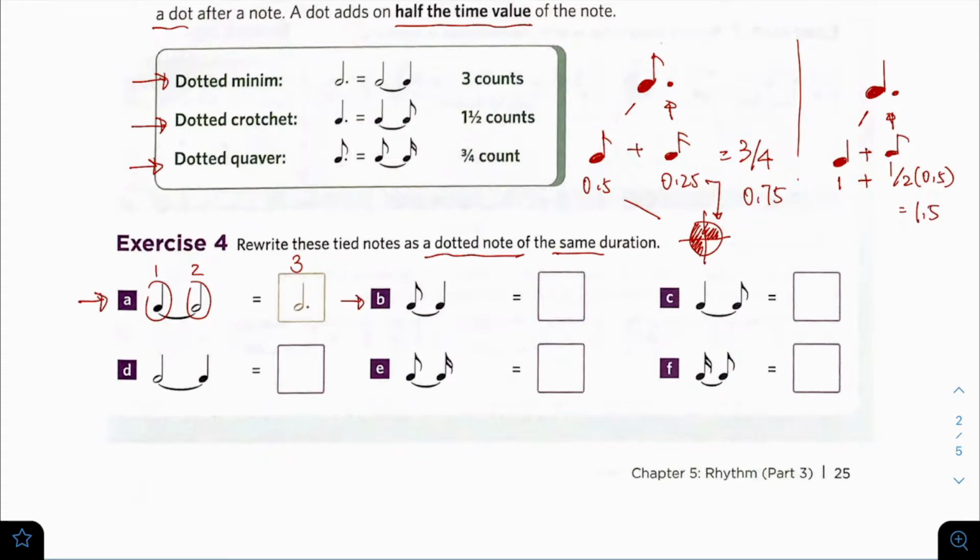Next, question B. We have a quaver, which is 0.5 count, plus a crotchet, which is 1 count. So 1 plus 0.5 equals 1.5. And we can use a dotted crotchet to represent it, because the crotchet is 1 and the dot is 0.5.